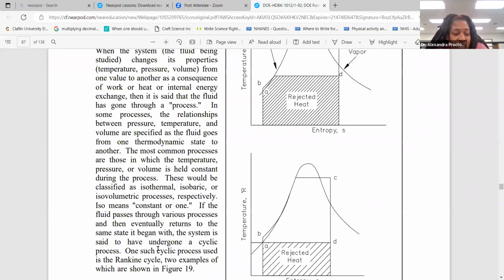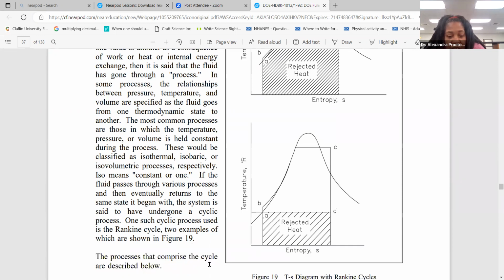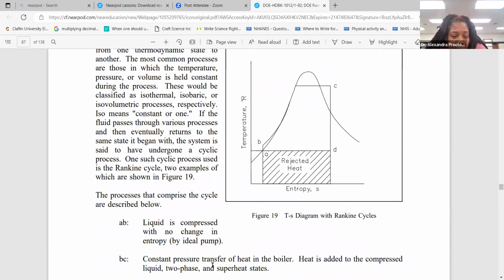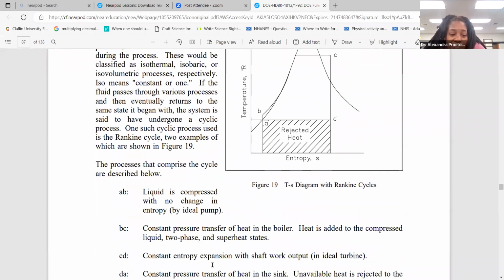If the fluid passes through various states or processes, then eventually returns to the same state it began with, the system is said to have undergone a cyclic process. One such cyclic process used is the Rankine cycle. Two examples of this are shown in figure 19, towards the right side of this page. So the processes that comprise the cycle are described below.